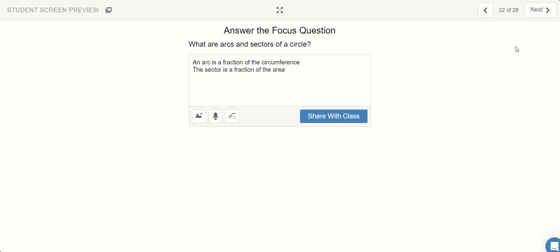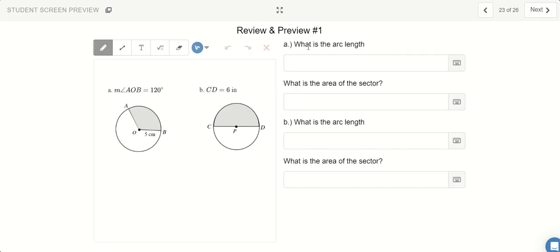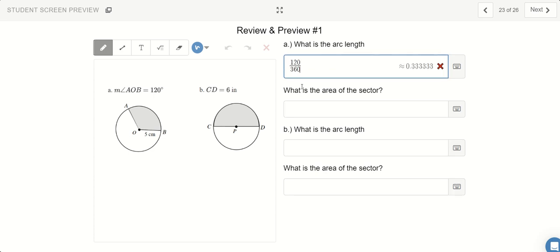Okay. So let's do a few more questions. What is the arc length? So here, this is 120 degrees. Again, 120 degrees out of 360, I want a fraction of it. And we know circumference is diameter pi. In this case here, the diameter, the length across would be 10. So there's the arc length.